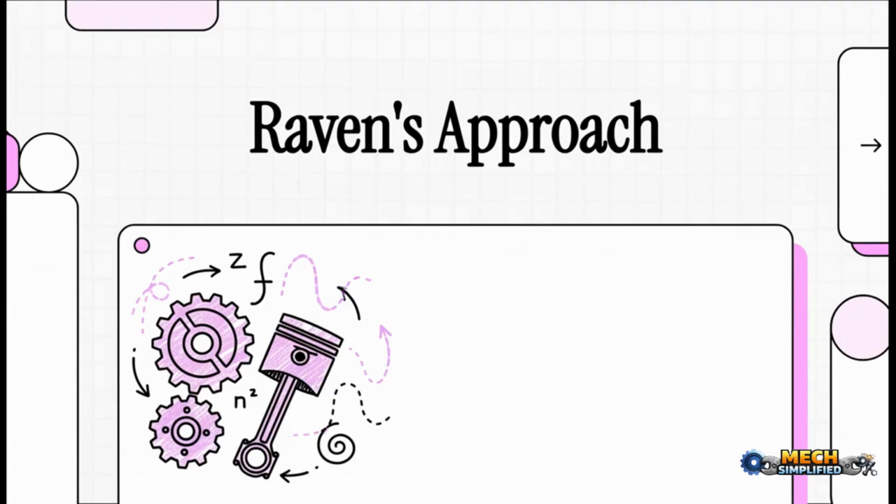Just stared at a really complex machine, maybe a car engine or a big robotic arm, and just wondered, how does it all work so perfectly together? Well, behind every single one of those gears and pistons, there's this hidden, almost elegant mathematical language that can actually predict its every move. And today, we're going to decode that language.